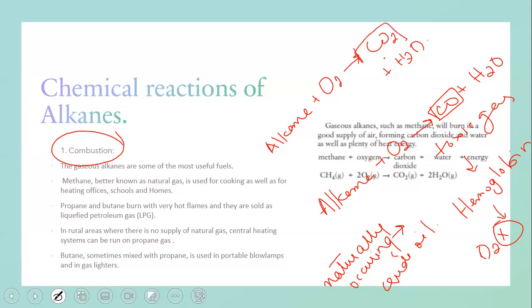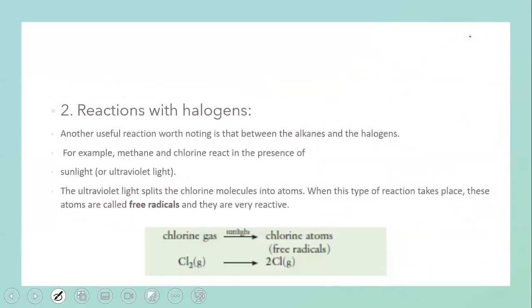Then we have carbon dioxide. Carbon dioxide is a greenhouse gas, and I will teach you what the greenhouse effect is. It is a greenhouse gas, meaning that it is contributing to global warming, climate change and global warming. Now, there's another reaction that takes place with alkanes, and that is the reaction with halogens.